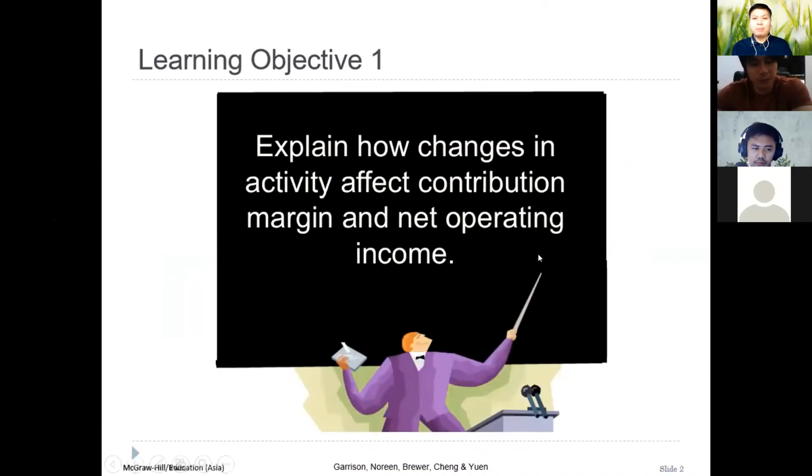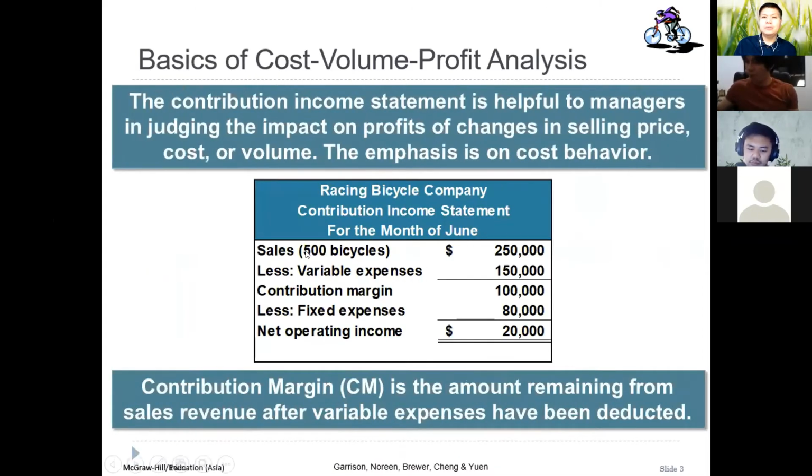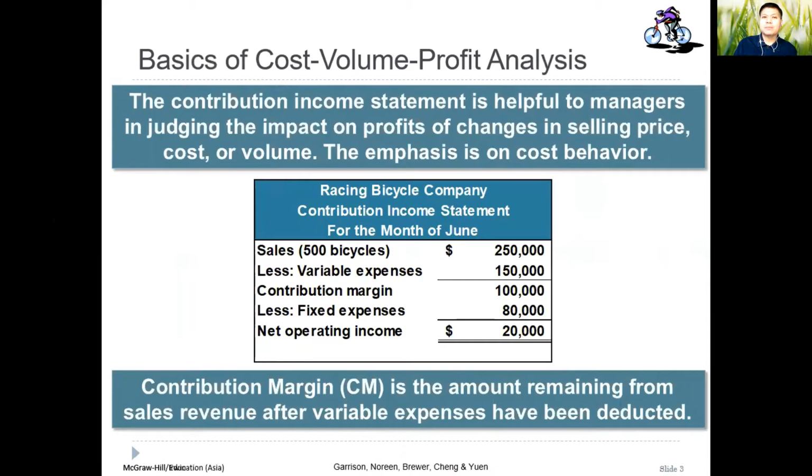Okay, this is now chapter 4. Our first objective is to explain how changes in activity affect the contribution margin and the net operating income. These are the basics of cost volume profit analysis. The contribution income statement is helpful to managers in judging the impact on profits of changes in selling price, cost, or volume. The emphasis is on cost behavior.